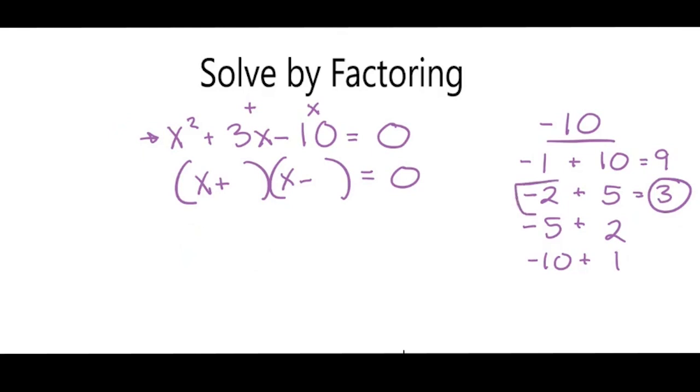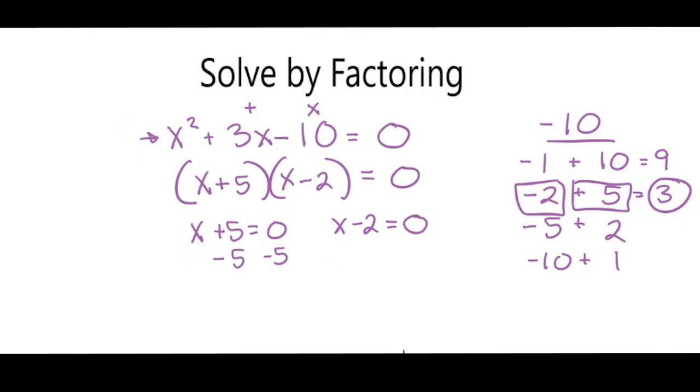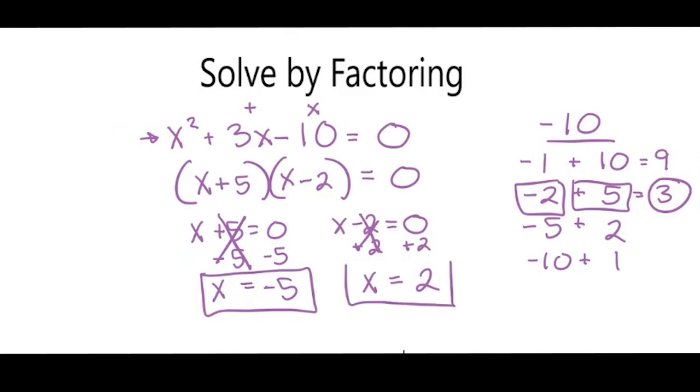So I have my minus 2 and my plus 5. So minus 2 and plus 5 will go in the parentheses. And now I have x plus 5 equals 0 and x minus 2 equals 0. All right, so now on the first one, I will subtract 5 on both sides. So now I have x equals, those cancel, and I have x equals negative 5. On the second one, I will add 2 on both sides. So those 2's cancel, and I'm left with x equals 2. So my answers are x equals negative 5 and x equals 2.